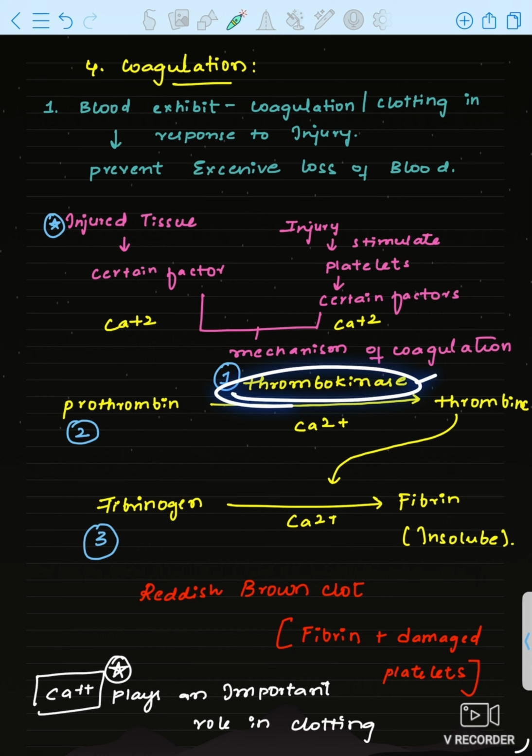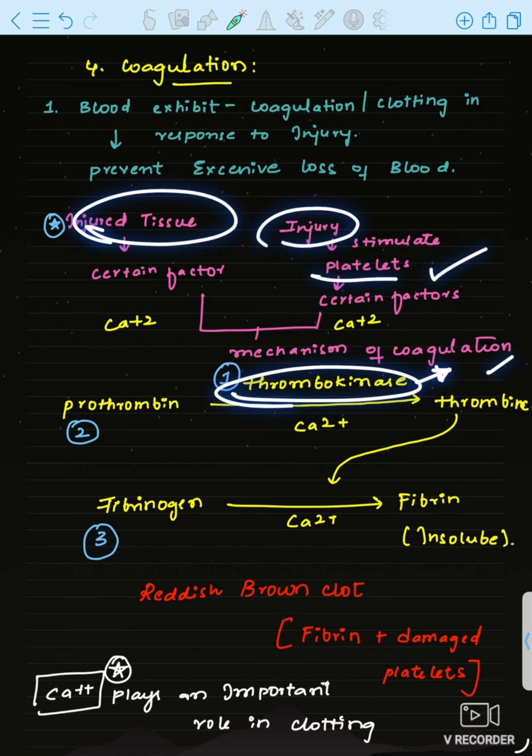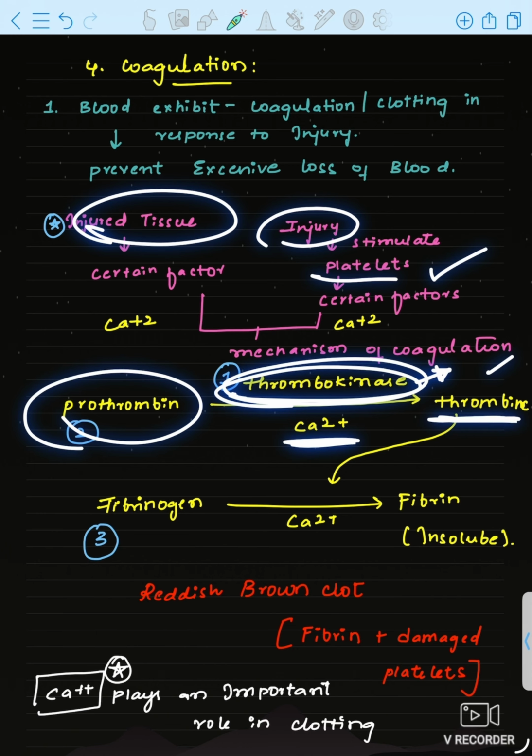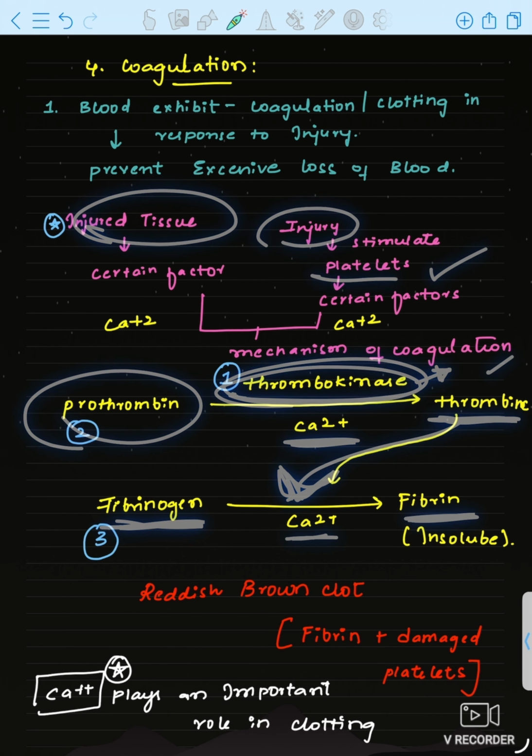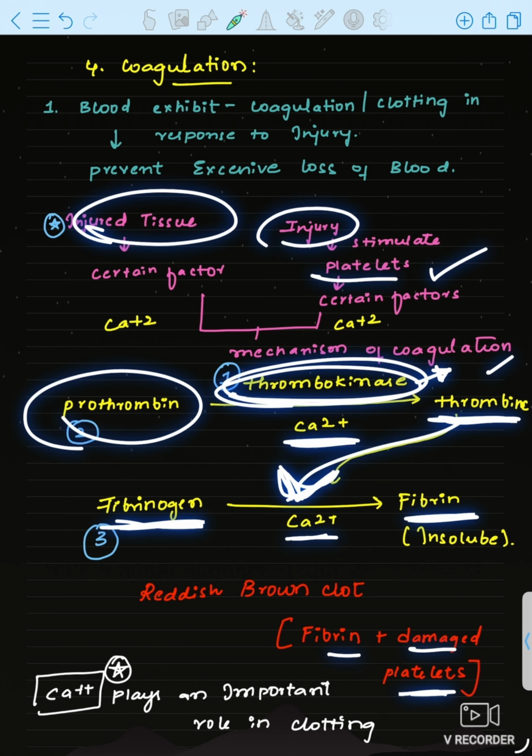Thrombokinase is an enzyme produced in response to tissue injury. Injury releases platelets, the mechanism of coagulation is started, and thrombokinase is released. Prothrombin in the presence of calcium will form thrombin, and thrombin further acts as an enzyme and converts fibrinogen into fibrin in the presence of calcium, and fibrin and damaged platelets will form a reddish brown clot.